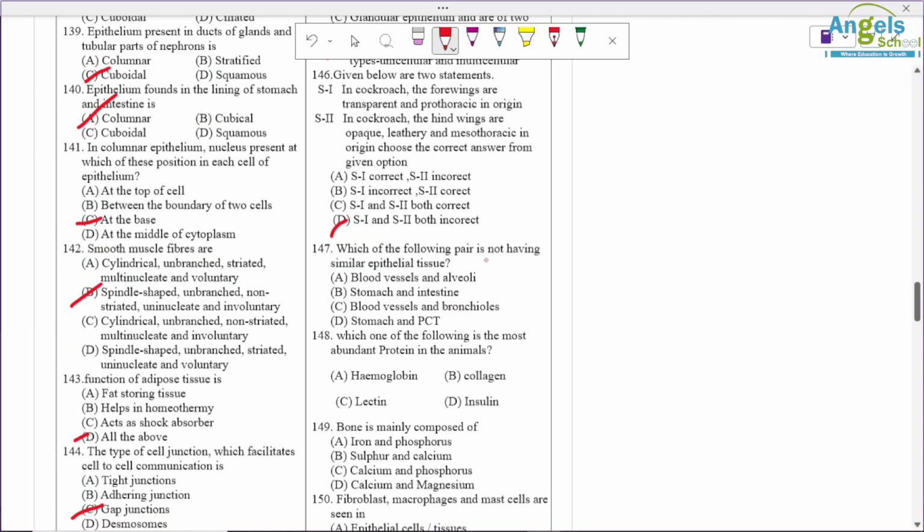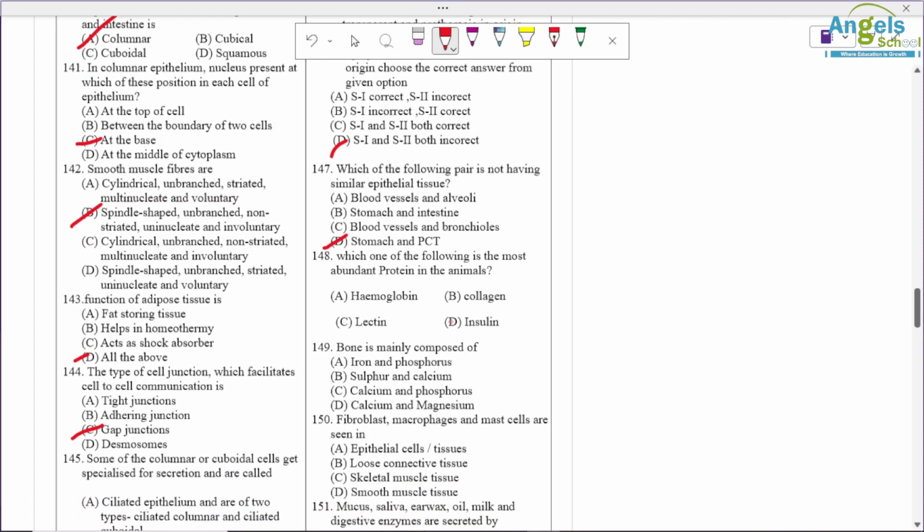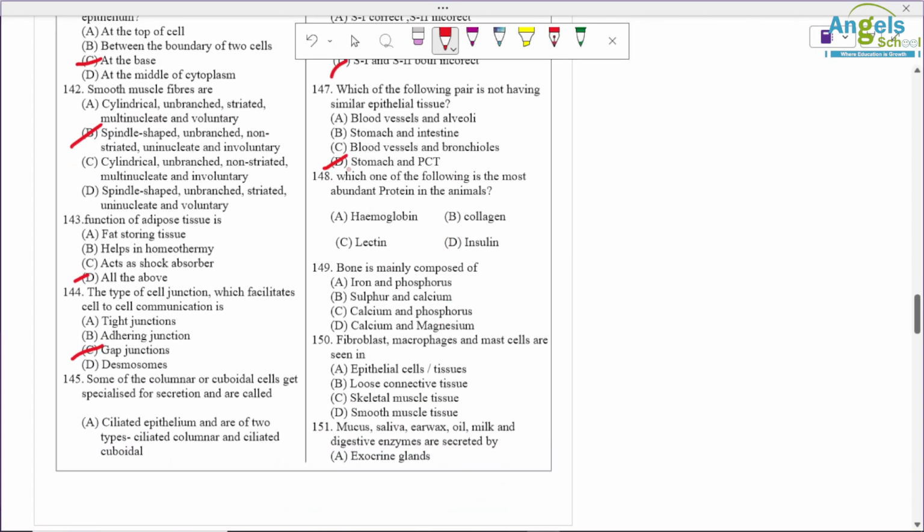Which of the following pairs does not have similar epithelial tissue? So blood vessels and alveoli, squamous epithelium. Stomach and intestine, columnar epithelium, same. Blood vessels and bronchioles, again the same epithelium. But stomach and PCT have different epithelial tissue. In stomach, columnar is present and in PCT cuboidal is present. Which one of the following is the most abundant protein in animals? So collagen is the most abundant protein in animals.